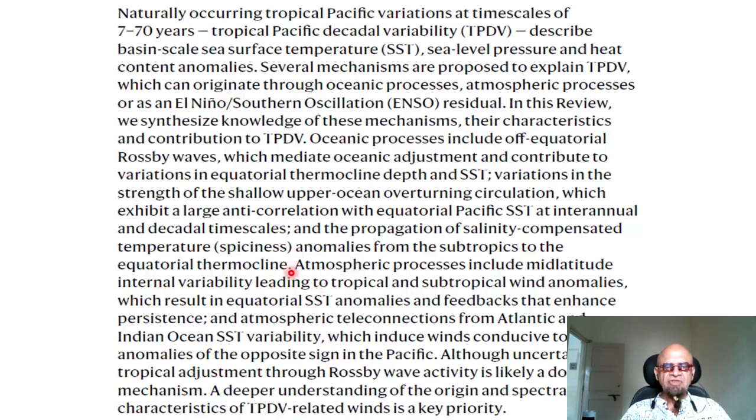the equatorial thermocline. Atmospheric processes include mid-latitude internal variability leading to tropical and subtropical wind anomalies, which result in equatorial SST anomalies and feedbacks that enhance persistence, so things can last, which makes it a low frequency mode like decadal variability, and atmospheric teleconnections from the Atlantic and Indian Ocean SST variability, which induce winds conducive to decadal anomalies of the opposite sign in the Pacific.